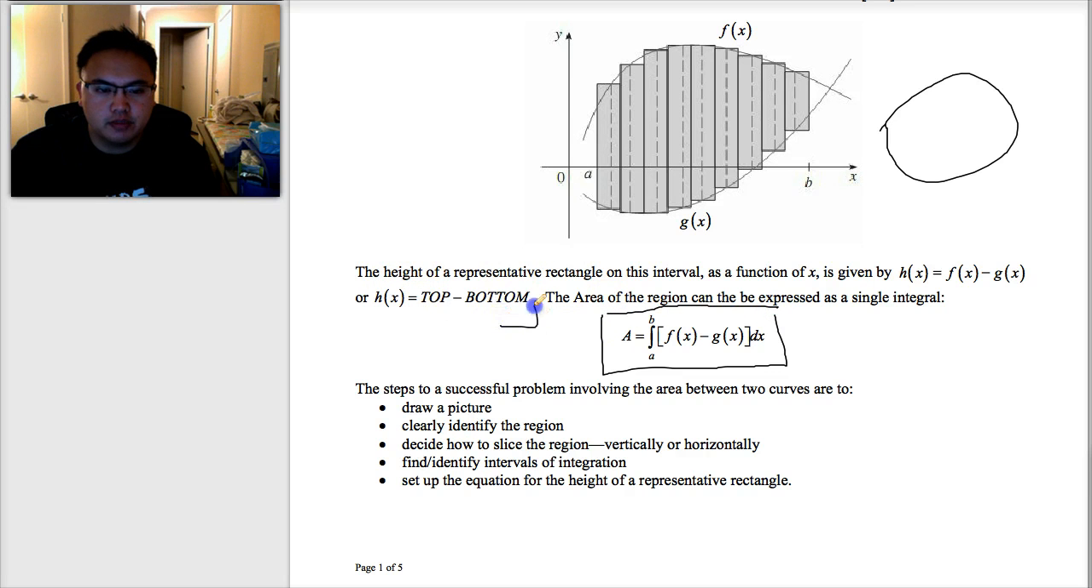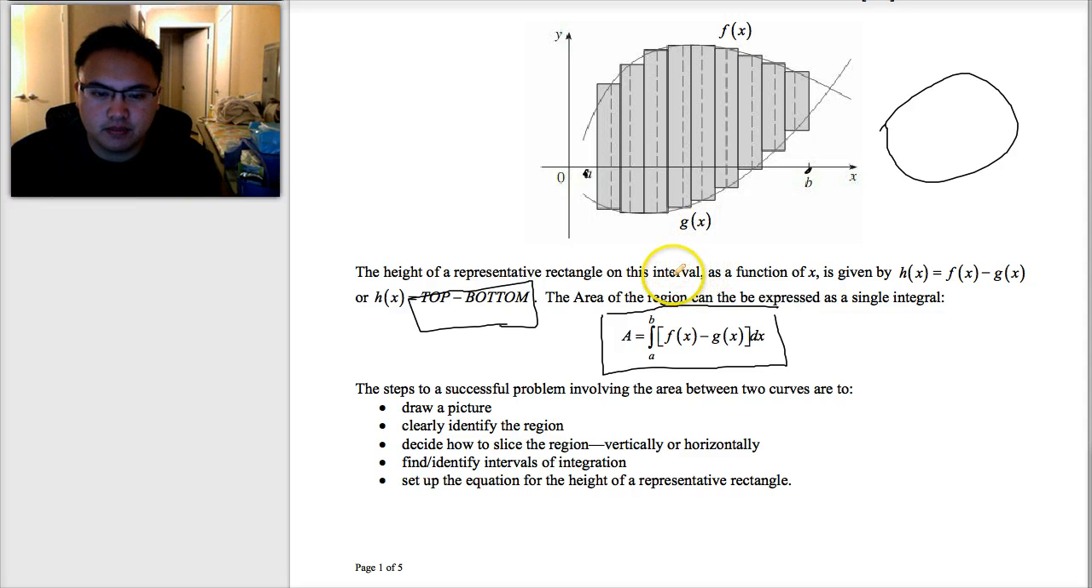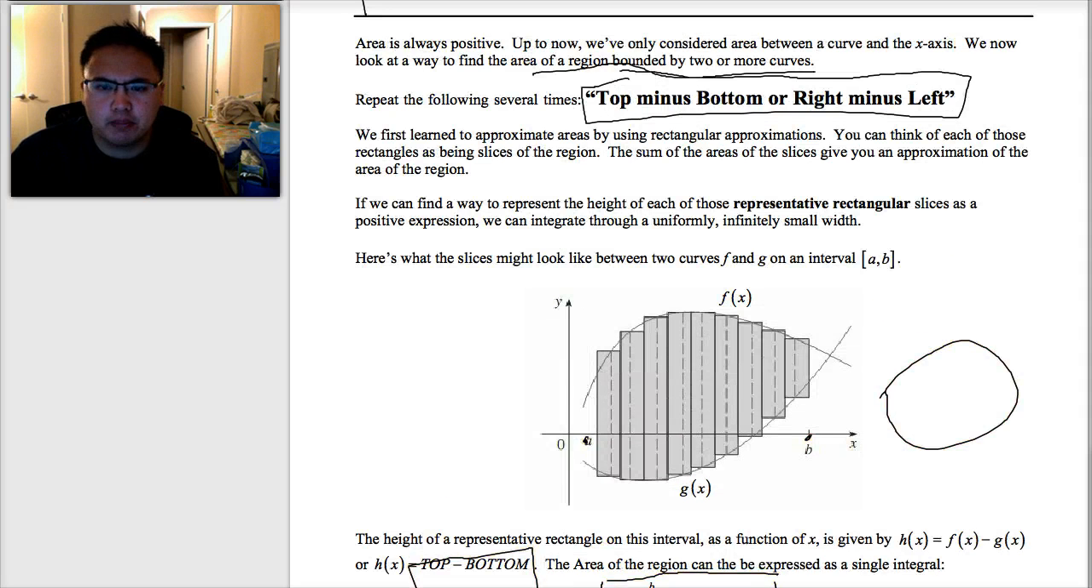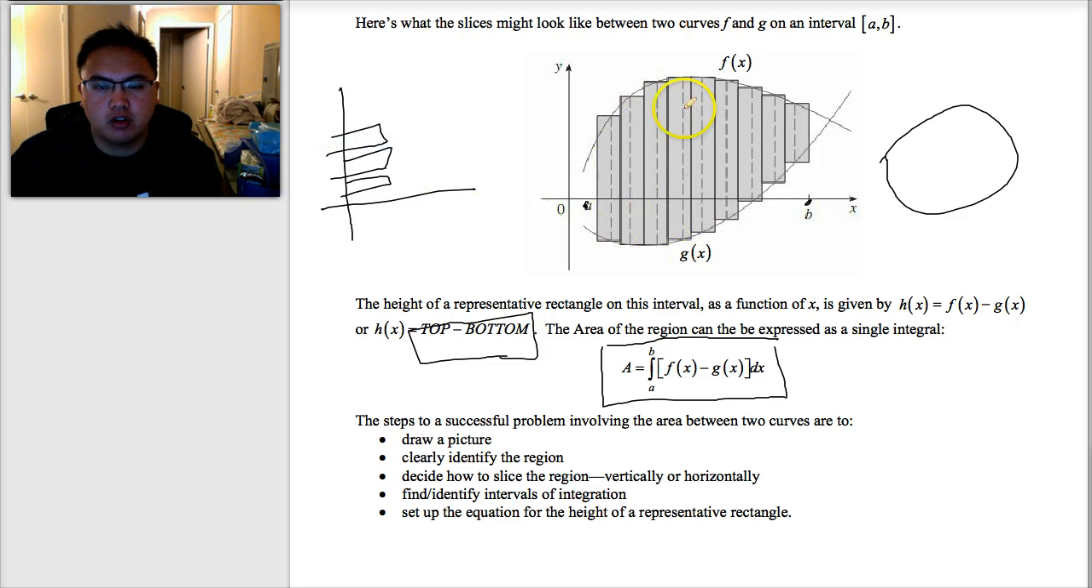So all it is, I'm just boxing and highlighting different parts of the notes: top minus bottom. All I have to do is find where the curve starts and ends. That's where I get a and b. I take the function which is on top, which in this case is f, and subtract the one on the bottom, which in this case is g. And some of you are asking, if I go back up in the notes, where did this right minus left come from? Sometimes, and we'll go over some examples, some people want rectangles going in this direction. But for this video, all we care about are what they call vertical rectangles, which we've been doing pretty much all semester.